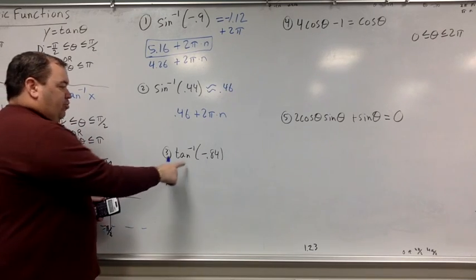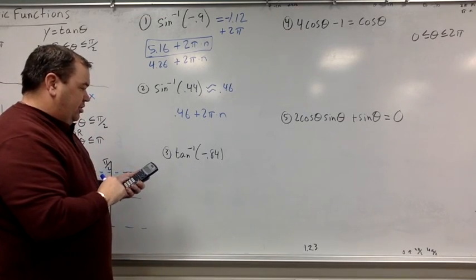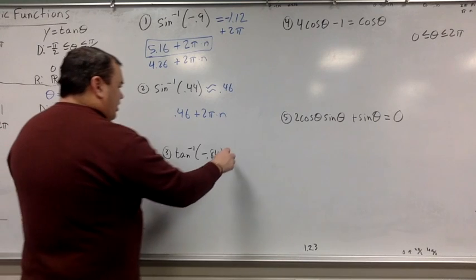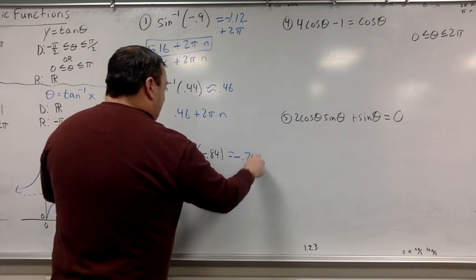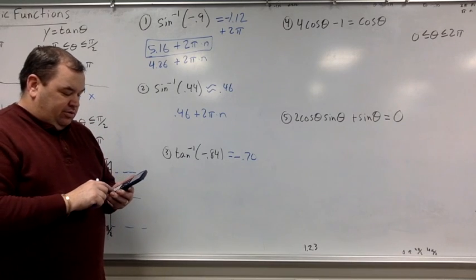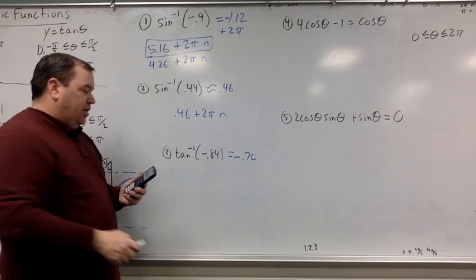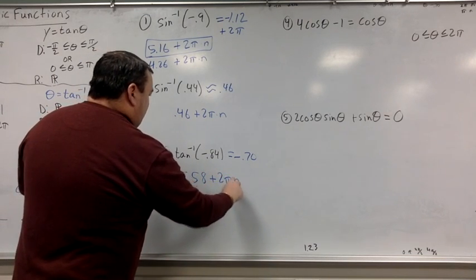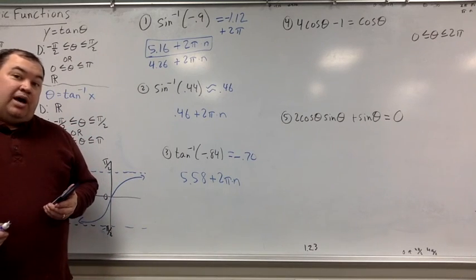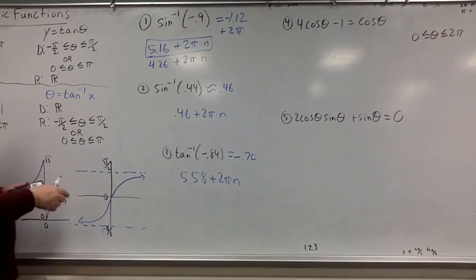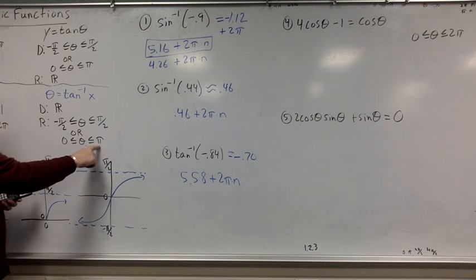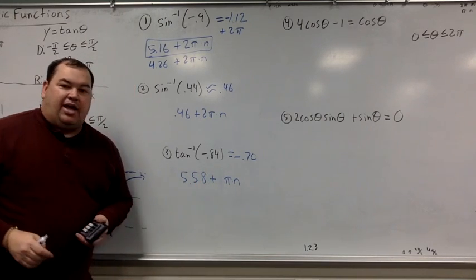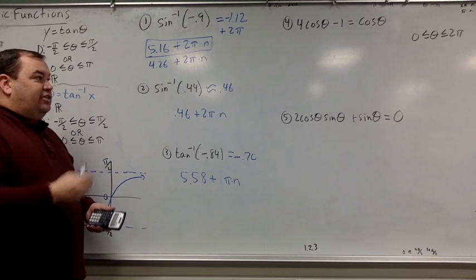Tangent, cosine work the same way. I'm going to do the inverse tangent of negative 0.84, and my radian answer, I get negative 0.70. I'm going to adjust this one, so I'm going to add 2 pi to it. I get 5.58, but I'm not going to add this 2 pi n at the end because tangent has a smaller period. So I don't need the 2, I just need the pi n, and that covers all my tangent values.